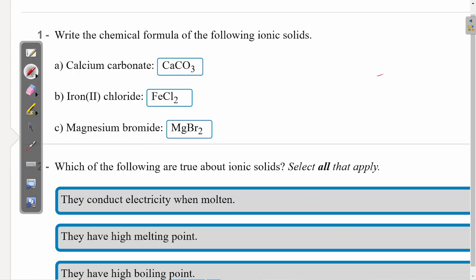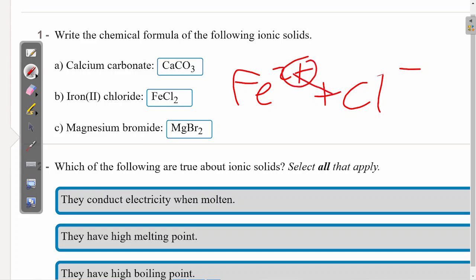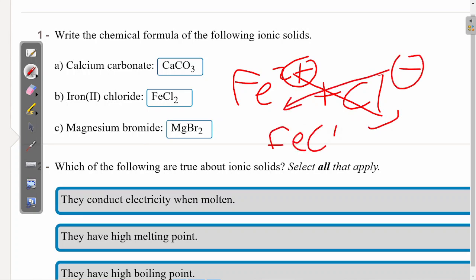Iron 2 chloride. Iron 2 means it's Fe2 plus. The 2 or the 3, whatever they put in, like sometimes they put iron 1, iron 3, that's what the charge is, because the transition metal changes. So Fe2 plus and Cl minus. The charges aren't the same, so you have to crisscross 2 and 1, so it will be FeCl2.